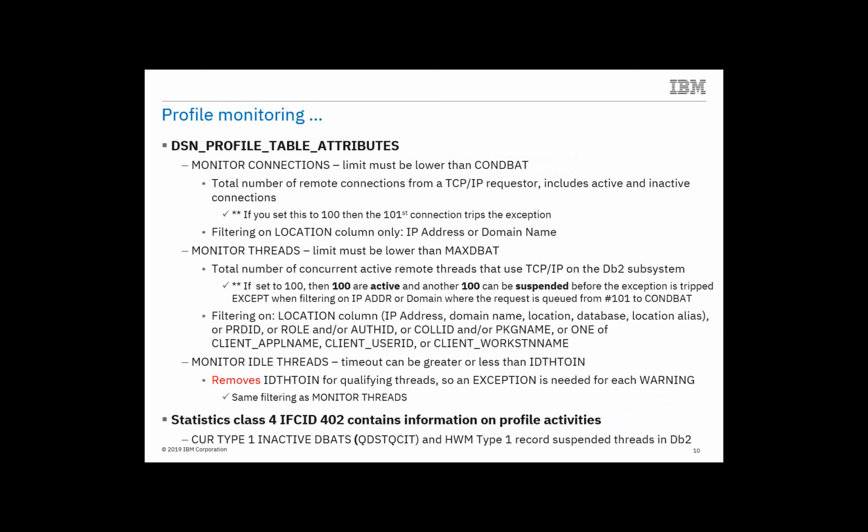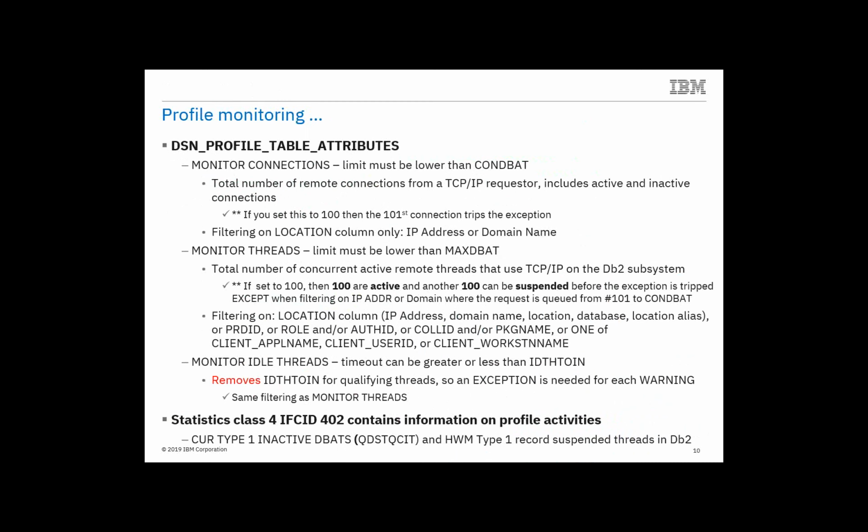Now, if you manage it based on IP address or domain, if that's how you're filtering, which is going to be in the location column, then it behaves much like a MAXDBAT, where you get 100 in there that are active, and then the other requests from that same IP address or domain will queue all the way up to CONDBAT. So you're really just limiting the active threads that are in there. If it's a normal situation, they commit, that thread goes back to the pool, and it can be picked up by somebody else you're profiling or any other transaction.